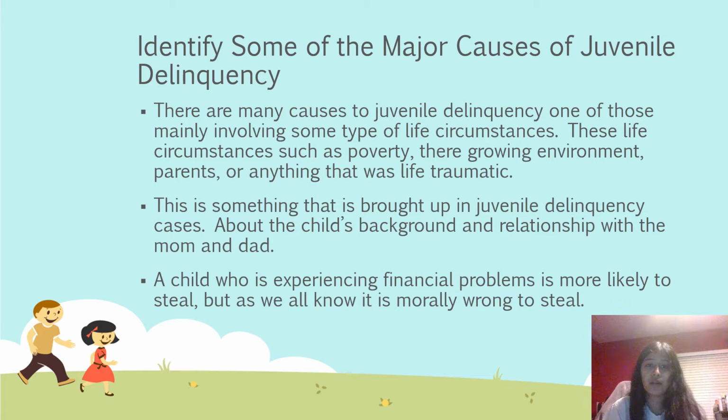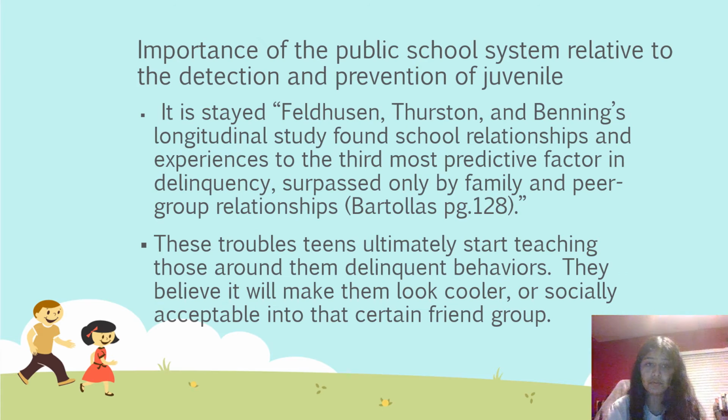There's something that is brought up in juvenile delinquency cases about the child's background and relationship with the mom and dad. A child who is experiencing financial problems is more likely to steal, but as we all know, it is morally wrong to steal. Importance of the public school system relative to the detection and prevention of juvenile delinquency.